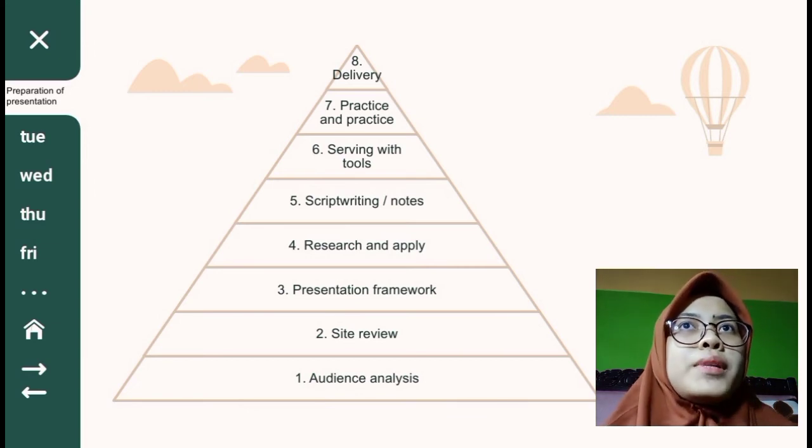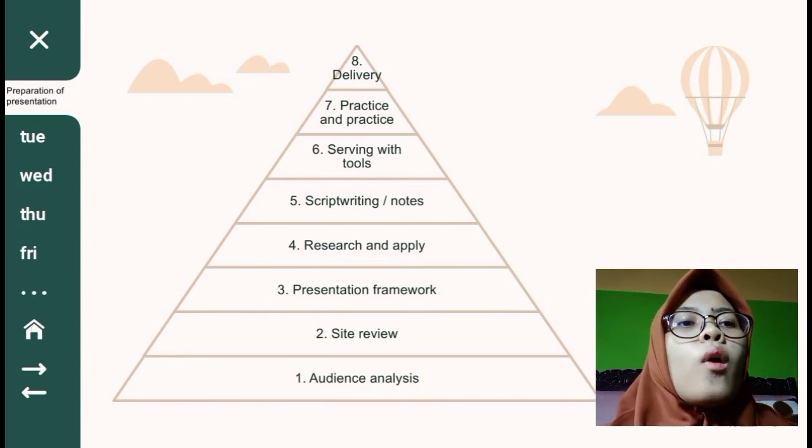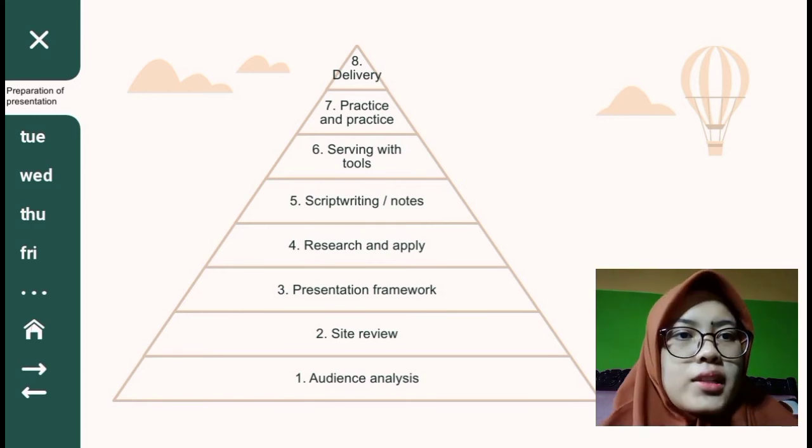Second, visibility. The presenter makes eye contact with all the audience and focuses on everyone who pays attention to the presenter.